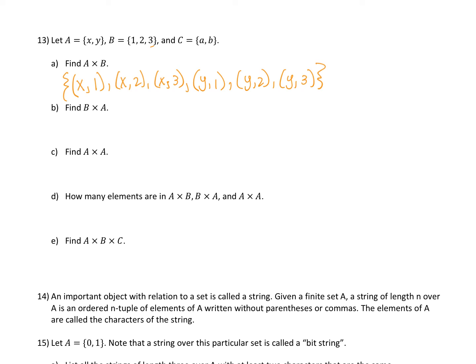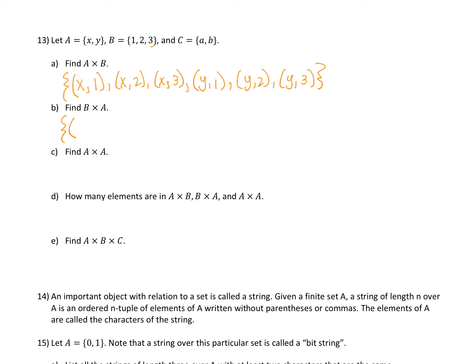So A cross B is a set of ordered pairs, and every element of A gets paired with every element of B. Okay, in the same way, we'll do B cross A. So I want to list all the ways I can pair elements of B with elements of A.